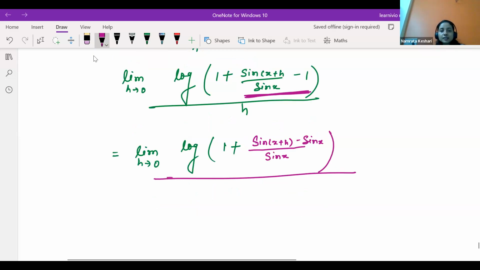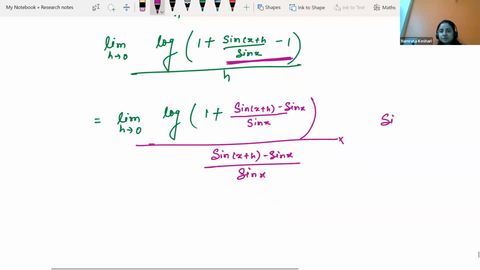So let's create it. Sine of x plus h minus sine x over sine x. Why are we doing so? Because 1 plus x by x we want to create. But since we have written a very random term in the denominator, we need to write the same term in the numerator also. Making sense? Yes.